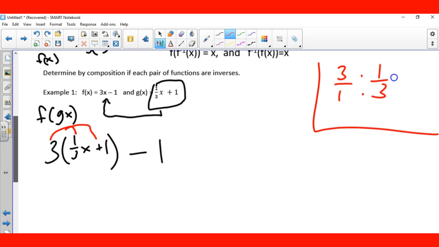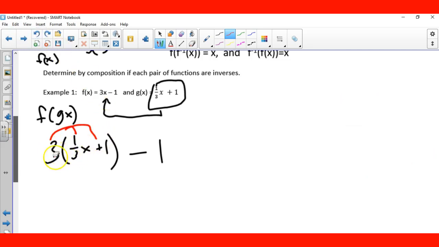So 3 times 1 is 3, 1 times 3 is 3, and 3 over 3 is 1. Or again, just multiply it straight to the numerator: 3 times 1 is 3, and 3 over 3 is 1. I just threw that in there to talk about how to multiply whole numbers and fractions, because we're going to do a lot of that.